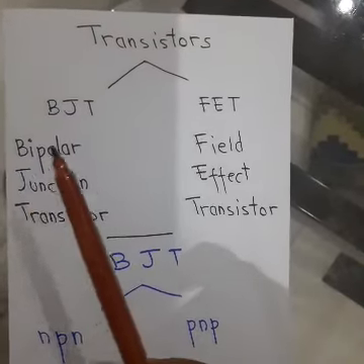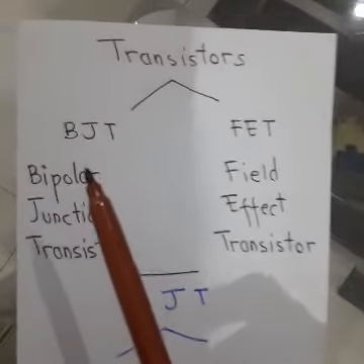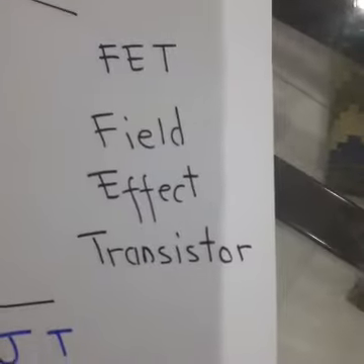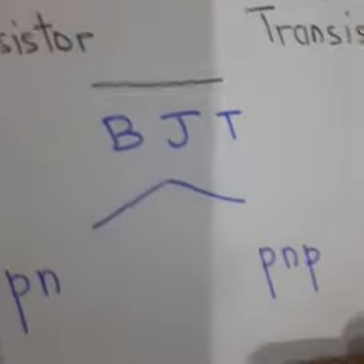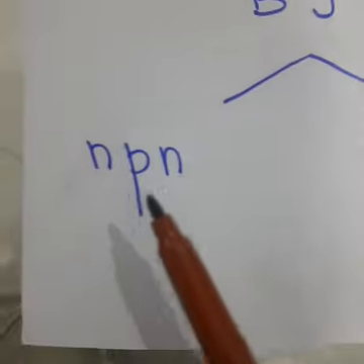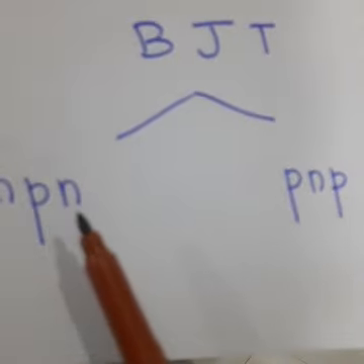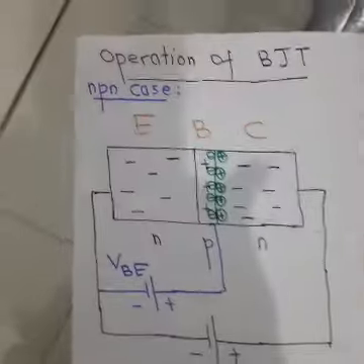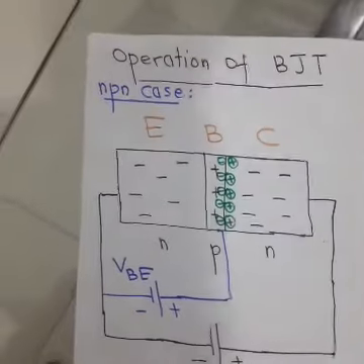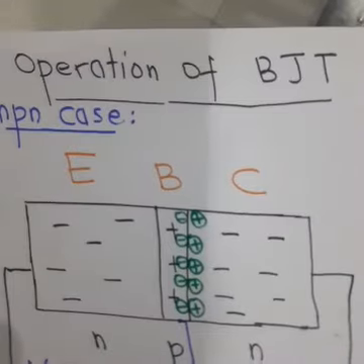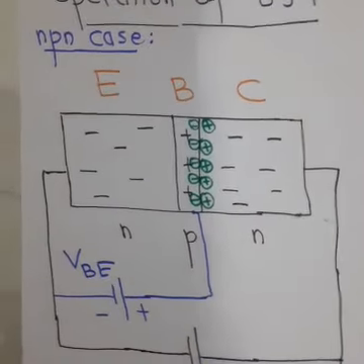We will study two types of transistors in this course: BJTs, bipolar junction transistors, and FETs, field effect transistors. A BJT can be of two types. Either it can be an NPN, an n-type material, a p-type material, an n-type material, or a PNP. We'll study what an NPN transistor is and how it works. The operation of BJT was studied by us previously, at least in one course.